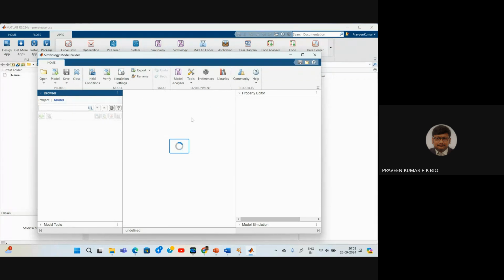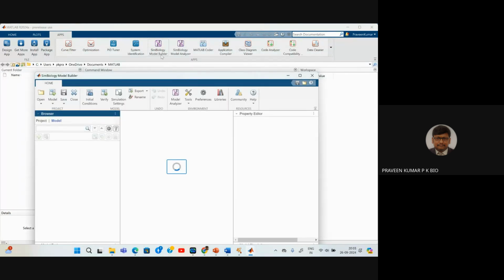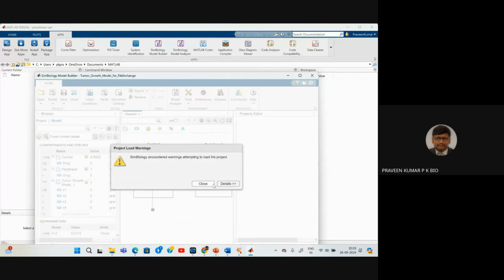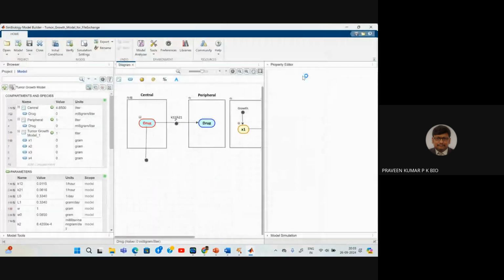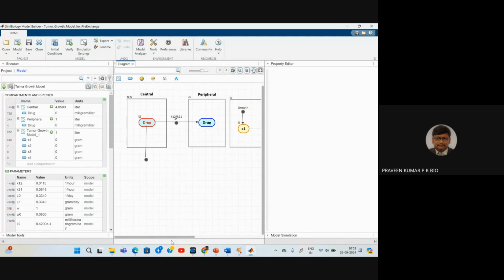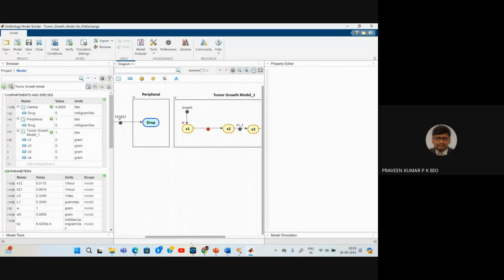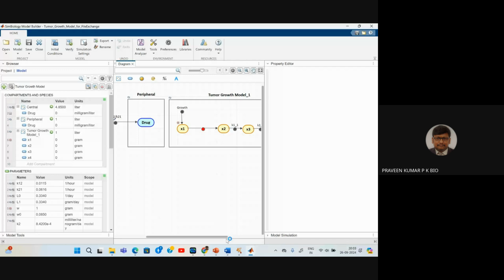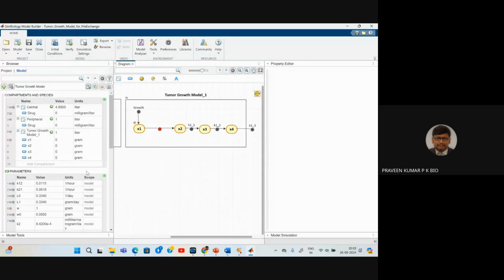This is a sample file. I'm opening it from the SimBiology Model Builder app. Now we're going to get a kind of multi-components model. If you know something about pharmacokinetics, we have compartment models, central compartment, peripheral compartment. So this is a tumor growth model. One can feed the values, one can feed the dose of the drug, whatever is going to be given to an animal.